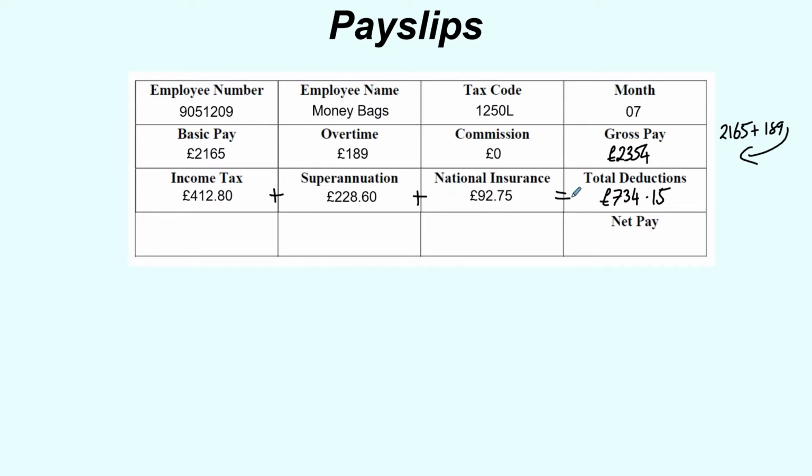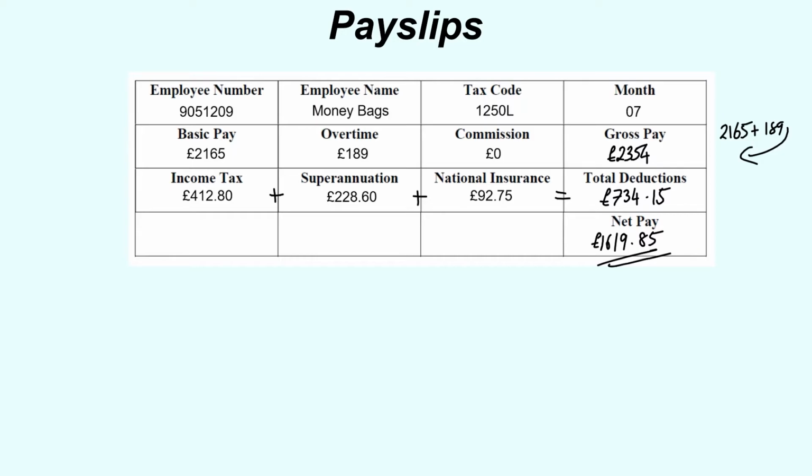Now, what we want to figure out is how much Moneybags is going to take home. So we're going to do 2354 minus the answer we just got, which was the £734.15. And that tells us our net pay for this month would be £1619.85. And that's your net pay. That's the basic kind of things you'll see on any standard payslip. They're very, very common, and you need to be familiar with them so you can see where all your income's coming from and where all your outgoings are going to with your wage.